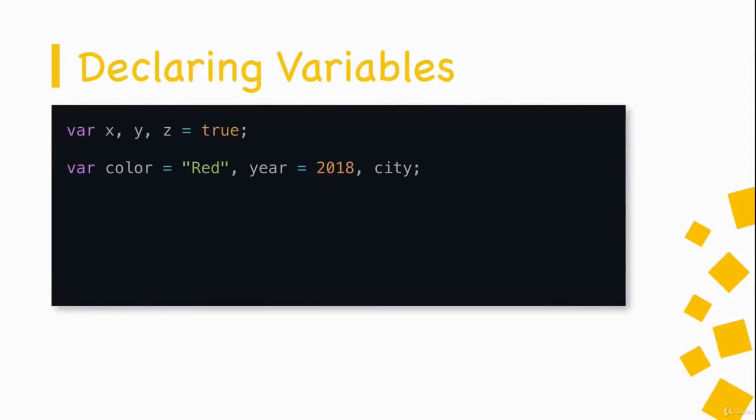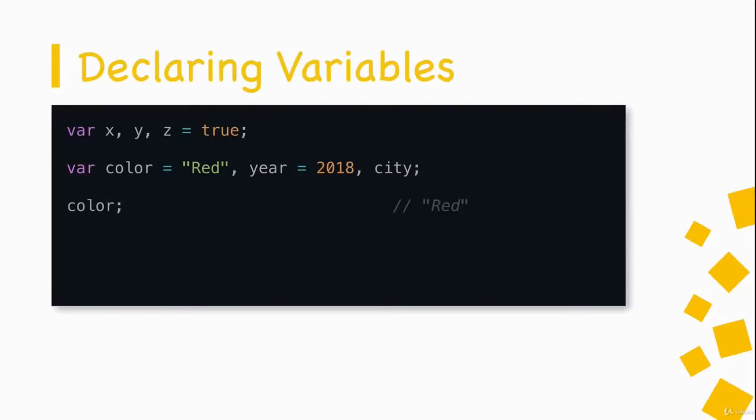In this case, we declare another set of variables. The first variable is color, so we declare var color and we instantly assign it a value, the string red. Then we declare another variable, year, and we assign it the number 2018. And finally, we declare another variable named city. We don't assign it any value, so its value is currently undefined. So using this syntax, we can declare multiple variables and assign different values to them. So here we have declared the variable color with the value red, variable year with the value 2018, and a variable city with no defined value. So its value is undefined.